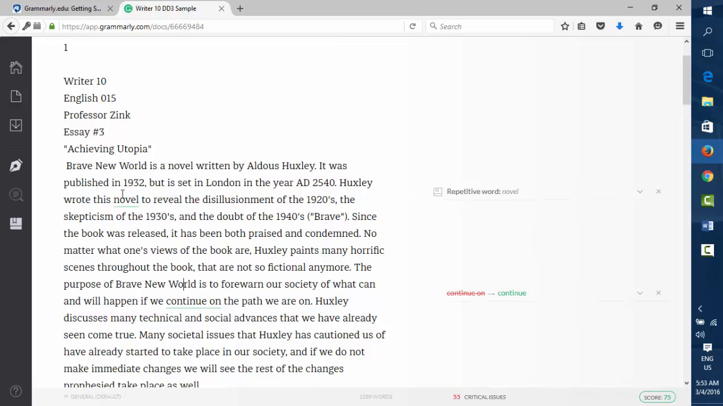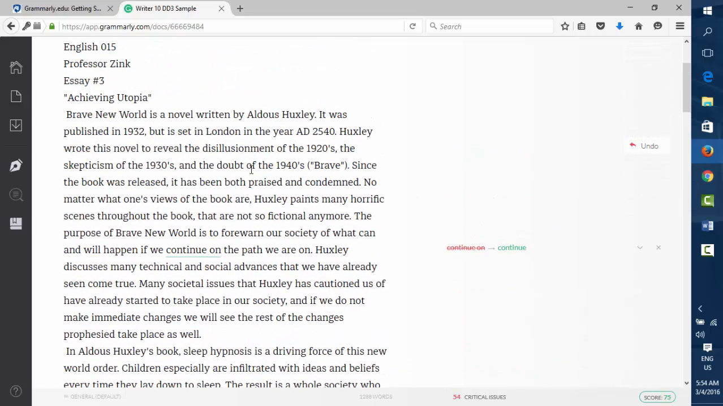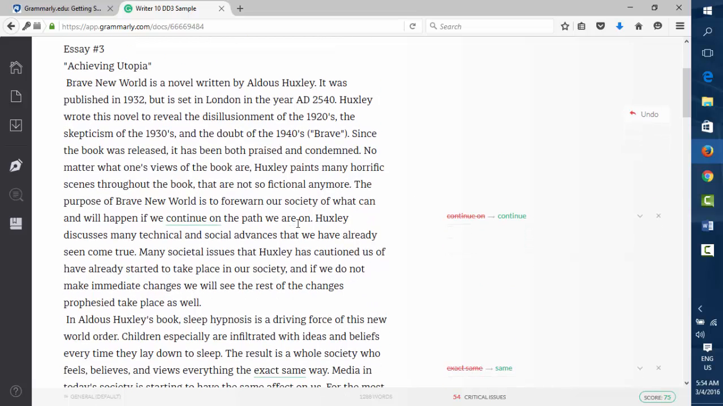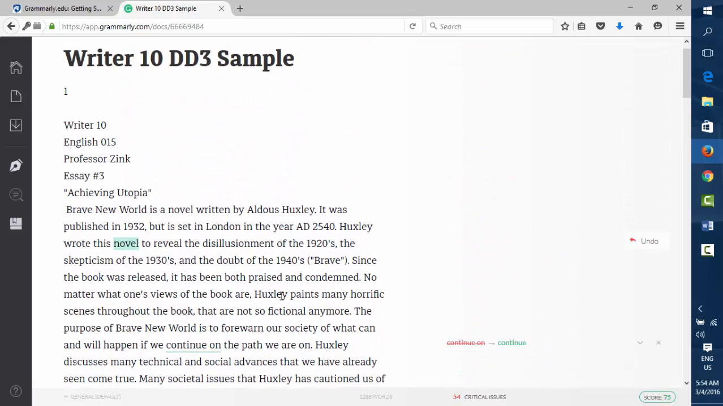Huxley wrote this novel to reveal the disillusionment, skepticism, and doubt of brave. And they're saying this is repetitive. This is repetitive because you said novel up here. Okay, so I'm going to ignore that too because I don't think it's too repetitive. Okay, so already I've worked through this thing. Anyway, so you see, we've worked through a pretty good chunk.